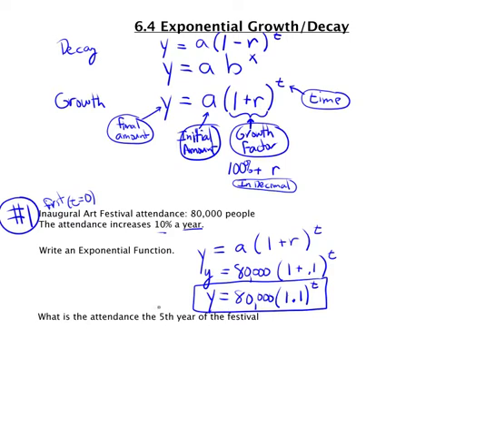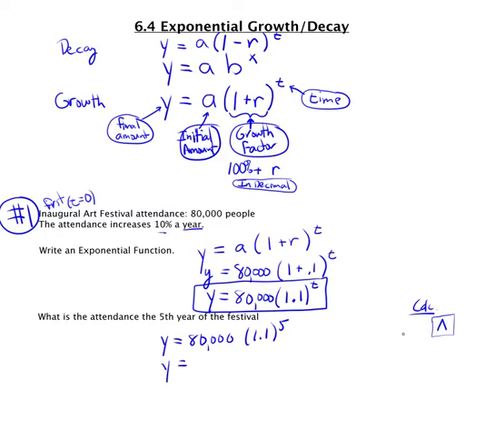Now we want to know what the attendance is the 5th year of the festival. So we'll write our equation, and that means t equals 5. We'll substitute that in. So in our calculator, what we're going to need to do is do that exponent. So really in that calculator function, you want to find the caret. It looks like this. It's a little button. Sometimes it's kind of hidden. You might have to hit the second key for it. And so you want to find that.